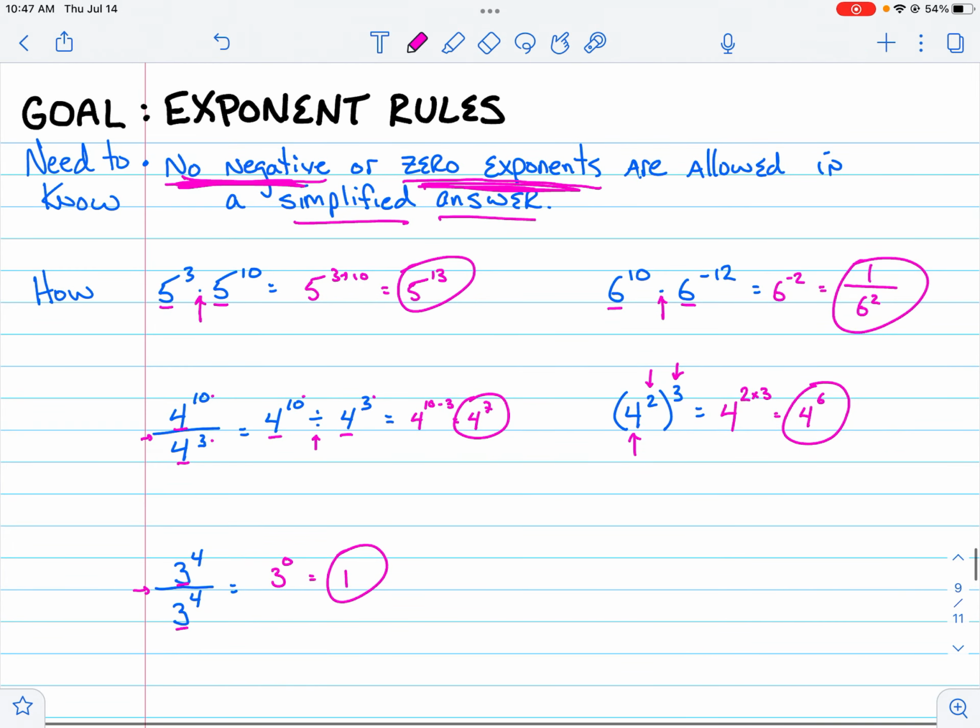Now, these rules can be combined into a variety of different really challenging situations. And they're fun to work with. But these are the 5 basic exponent rules.